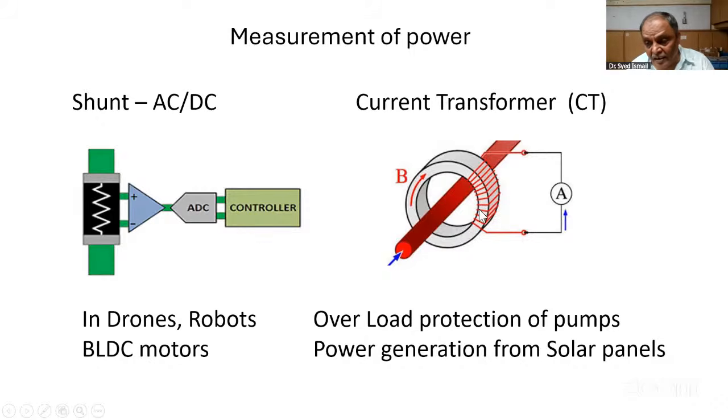The second one is a current transformer, which is used in high loads. Like a solar pump, how much power comes? It uses a current transformer, CT they call it. A very simple coil is there, and your electricity is passing through a wire down here. The center is where the electricity is passing.